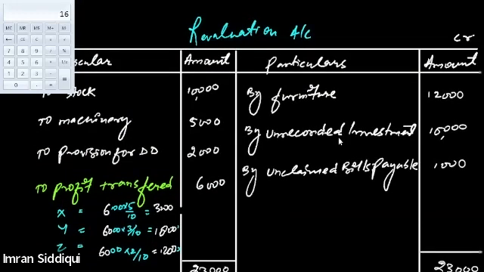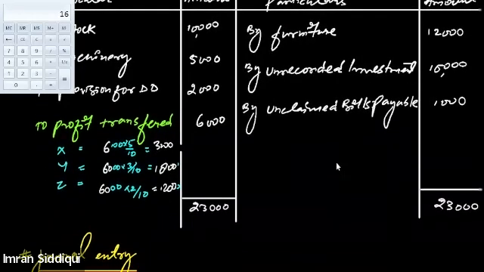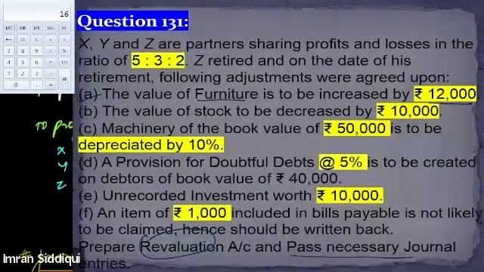Revaluation account debit this time to stock account, to machinery account, to provision for doubtful debt, 10, 5, and 2,000, right? Yes, sir. And then we will transfer it to the divisible profit. We will transfer to X capital account. So again, we'll write down revaluation account debit to X capital account, Y capital account, Z capital account. Is that right? Yes, sir. Okay, very good. All right. So let's move to the next question.